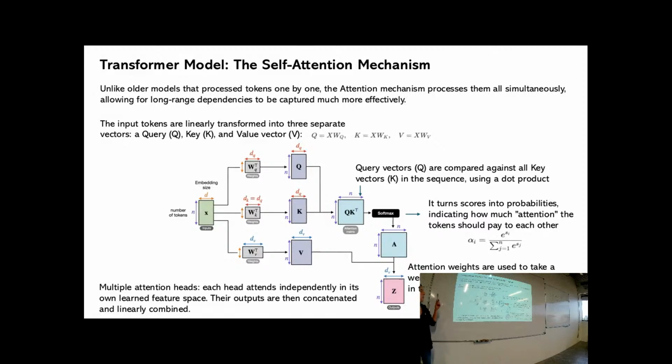So the trick with transformers is that with the attention mechanism that I'm explaining here, each token will process simultaneously all the others in the sentence. By training, it will learn how much attention should give to each other token in the sentence. So how does it work?